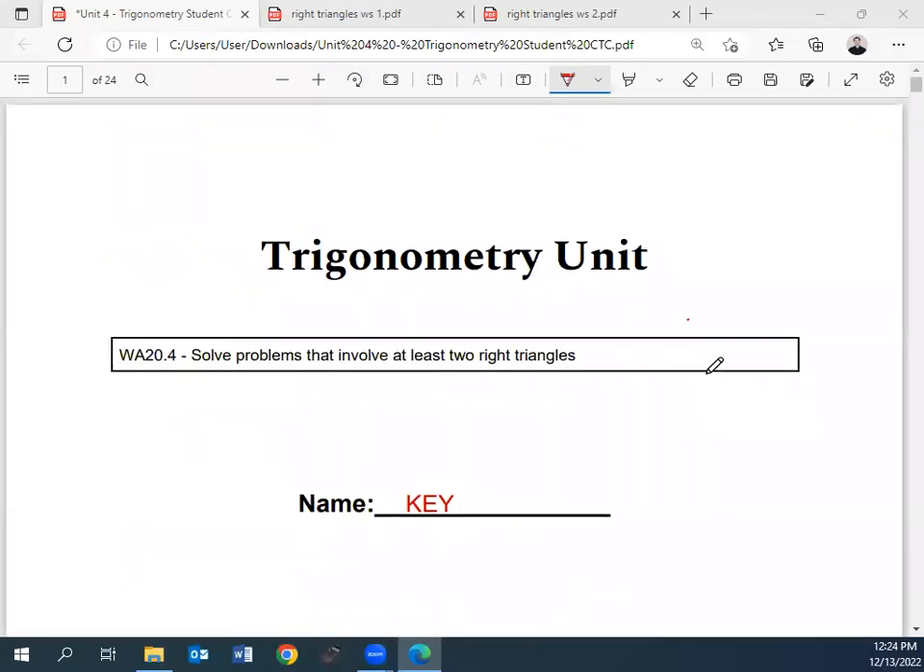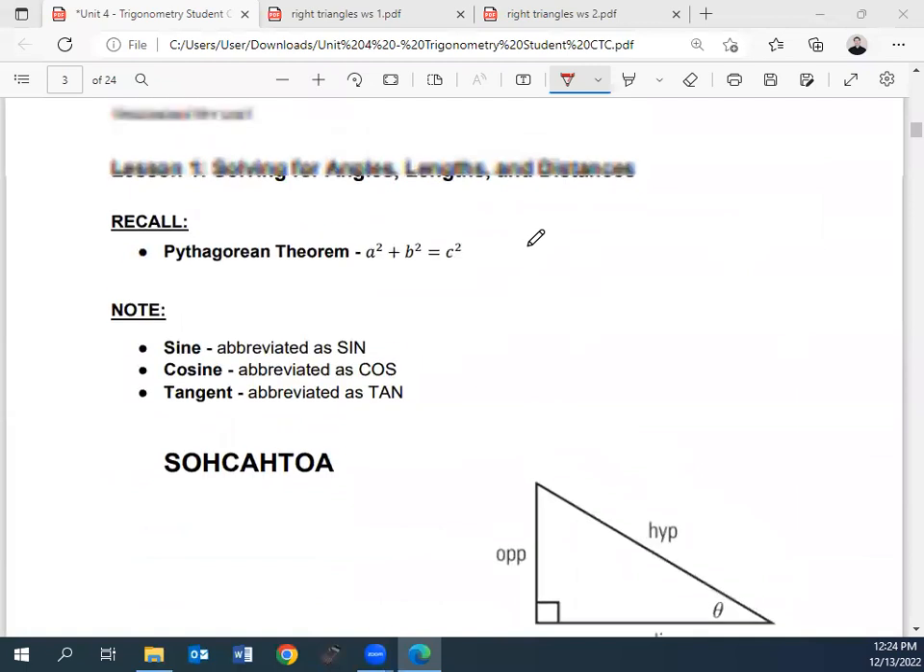You should be on your trig unit here. I'm going to get you to move down to your page 2.